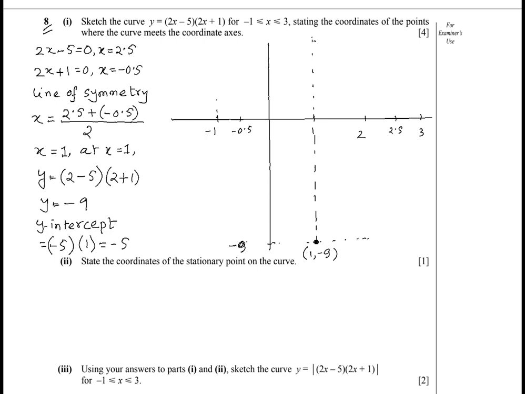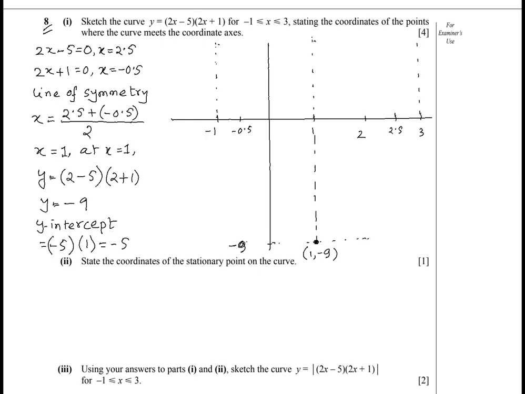Now I need to sketch two other dotted lines. One is at x equals minus 1 here, and the other one will be at x equals 3. Oh, it's not on x equals 2.5. Sorry, I've drawn the wrong line. Let me erase it. Yep. So now at x equals 3, let me draw that line x equals 3 here. So I have drawn these required lines which will help me to sketch the curve.